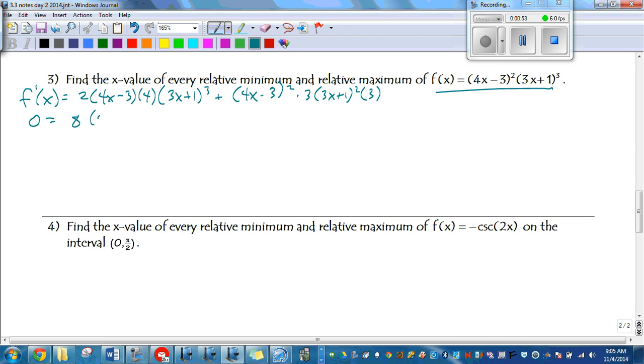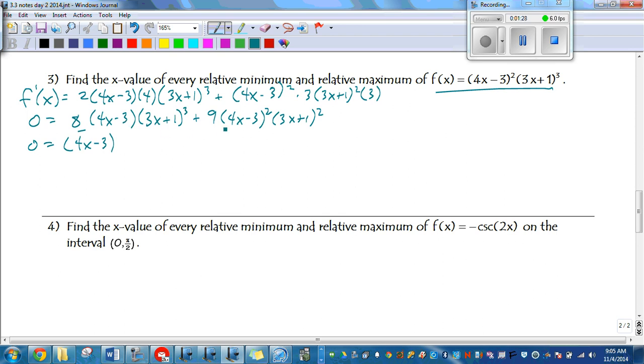We end up with 8 times 4x minus 3 times 3x plus 1 cubed, plus 9 times 4x minus 3 squared times 3x plus 1 squared. And now we want to go ahead and try and factor some things out. So when we do that, constants, there's really nothing we can factor out of that. But they both have a 4x minus 3. So we can take out the lowest degree, so just 4x minus 3 to the first.